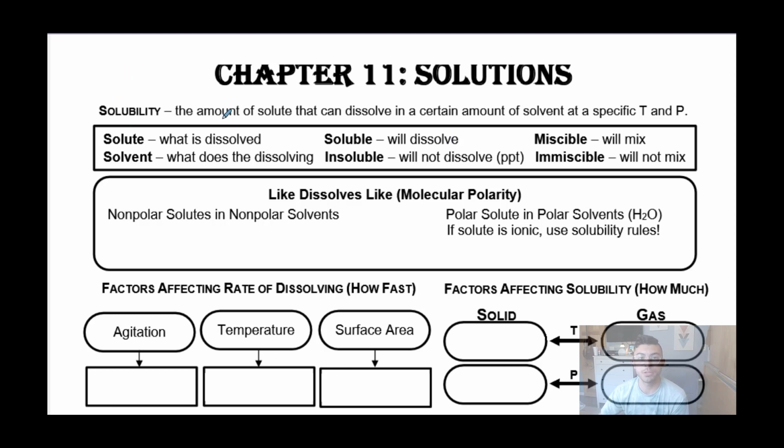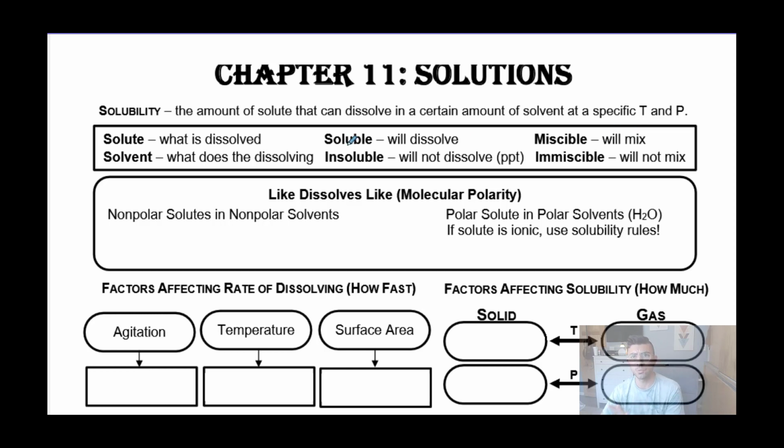We defined solubility as the amount of solute that can dissolve in a certain amount of solvent at a specific temperature and pressure. When we report solubility, we have to talk about what the solute is, in how much solvent it will dissolve, and at what temperature and pressure, because all of those factors can change how much of a substance will dissolve. And that's what solubility is. So it's really specific when we communicate that information.